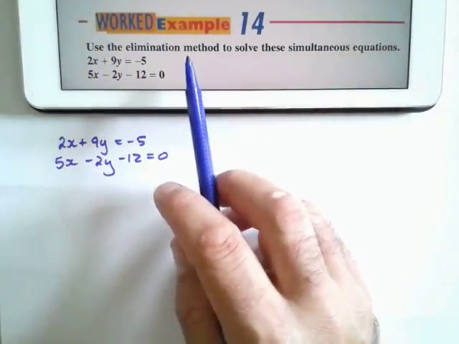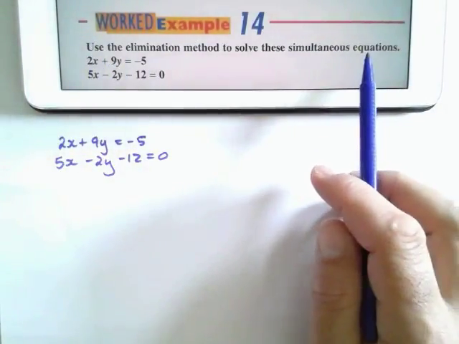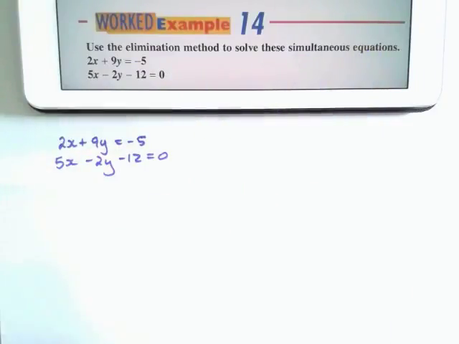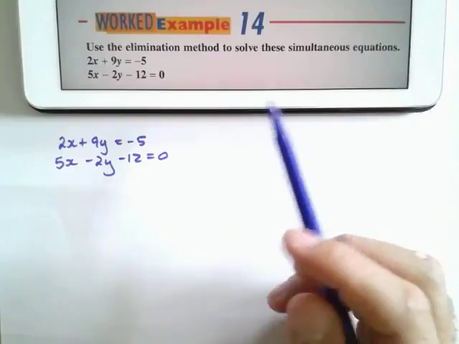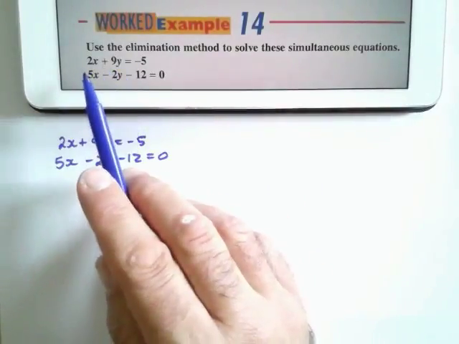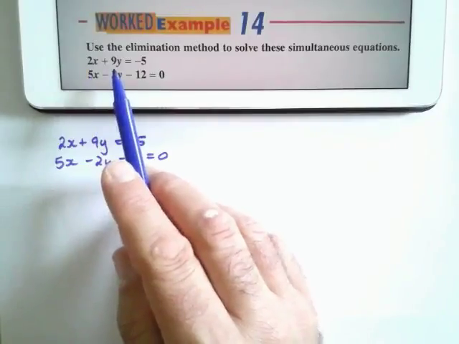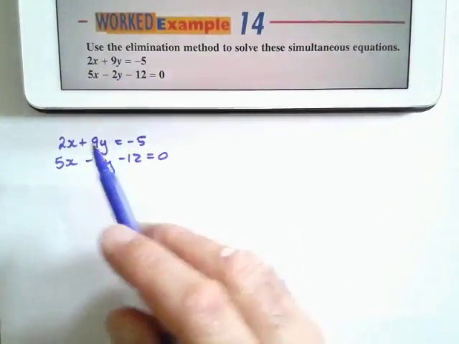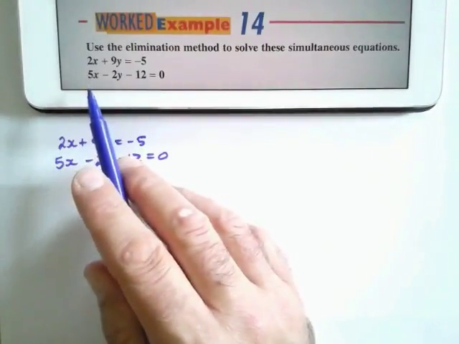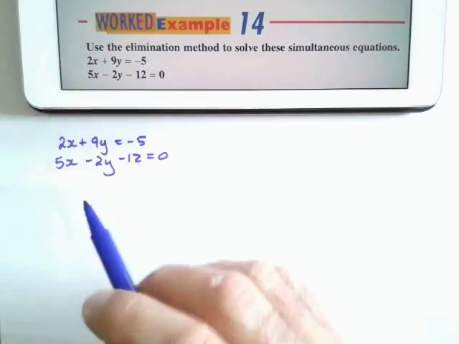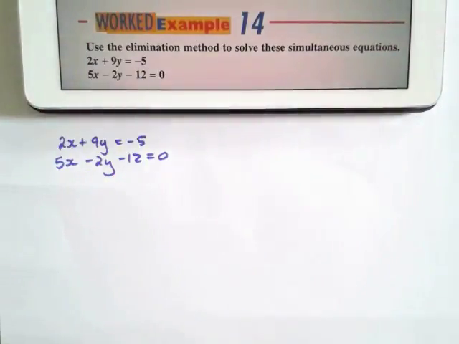Use the elimination method to solve these simultaneous equations. Now, I don't even have to tell you to do elimination. How would you know to do it? Not one of my equations has x or y as the subject. So it will be easier to just get rid of one unknown value, and that's why we're going to use elimination. We're going to eliminate one of your unknown values.